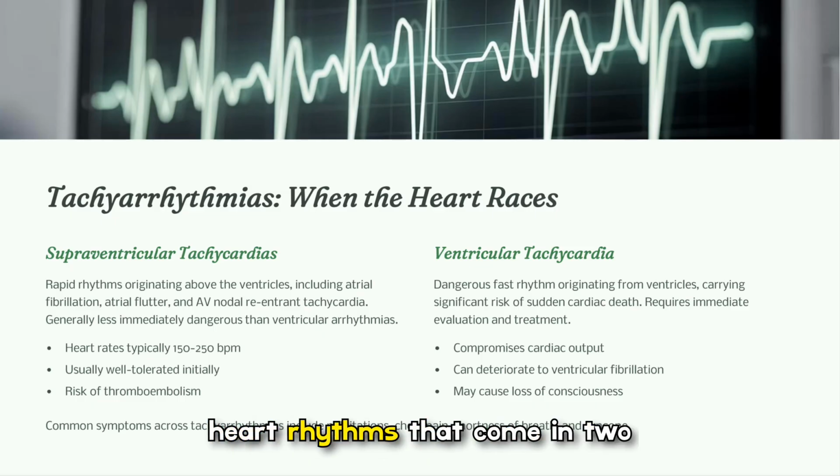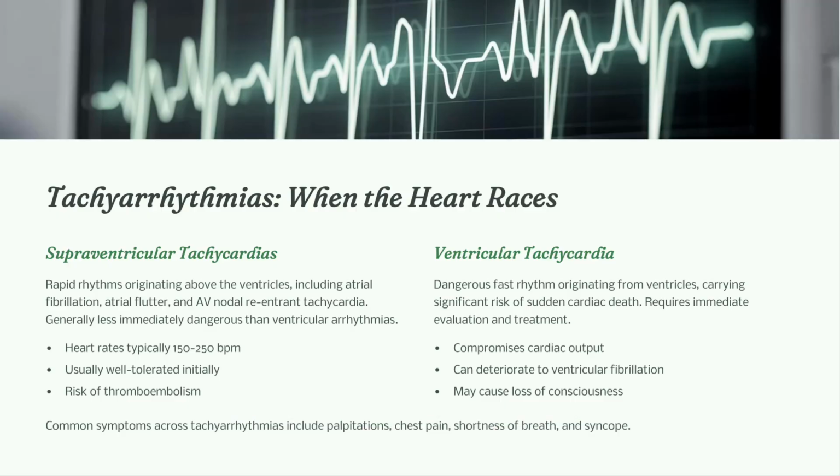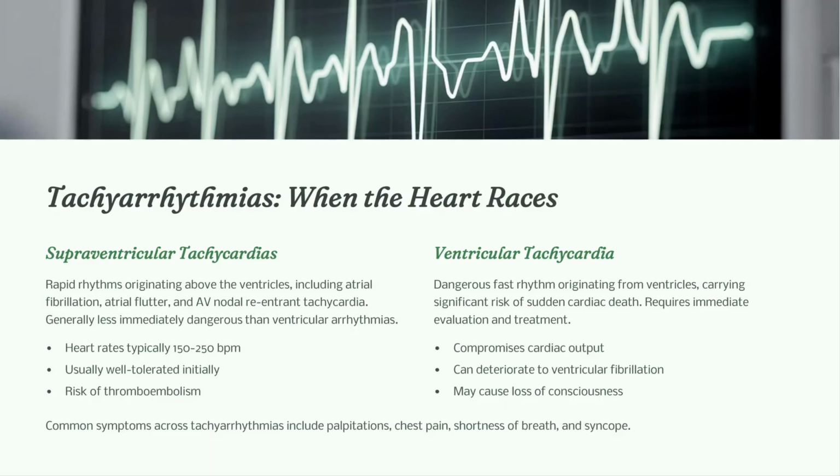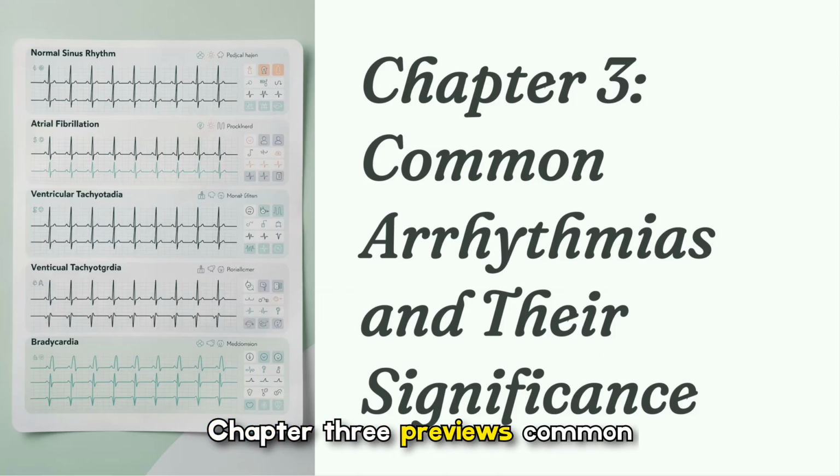Tachyarrhythmias are fast heart rhythms that come in two broad types: supraventricular rhythms above the ventricles and ventricular rhythms arising in the ventricles themselves. Supraventricular tachycardias are usually better tolerated, while ventricular tachycardia can rapidly compromise output and lead to life-threatening deterioration.